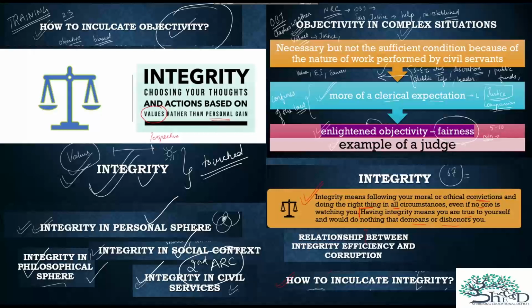Then we saw, I missed this, I guess. Before integrity we saw objectivity in complex situations. Can it be maintained? Should it be maintained? So in the end we arrived at a term called enlightened objectivity, that the person should be focused on fairness. They should be objective, but in the end they should be fair. They should go beyond plain objectivity. Then we started integrity. I apologize for the mix up.